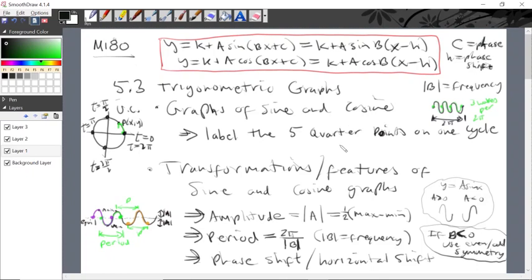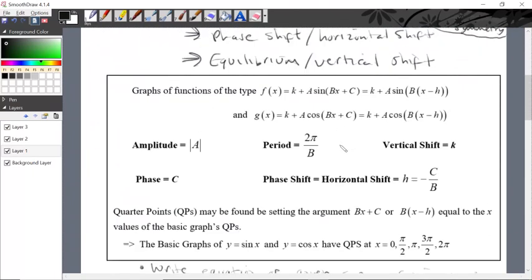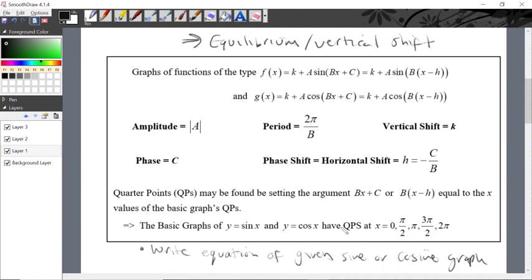I'm going to show you how to do that. We're going to set the argument of the sine wave and the cosine wave, that is the bx plus c, no matter what b is and no matter what c is, this is going to work. You set bx plus c equal to the 5 quantities 0, pi over 2, pi, 3 pi over 2, and 2 pi. That is then to solve for x, which in this case will always be linear equations because x is to the first power. You'll be solving 5 linear equations, and that will give you the 5 x values for the quarter points.